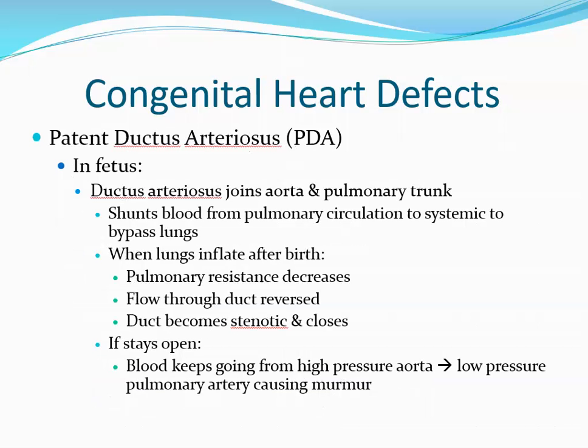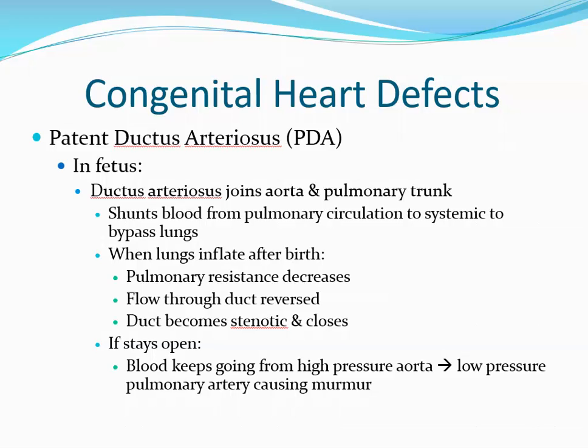Another defect is called a patent ductus arteriosus. In the fetus, the ductus arteriosus is a vessel that joins the aorta and the pulmonary artery. It is another shunt that allows blood to bypass the pulmonary circuit and go directly into the systemic circulation, again bypassing the non-functional lungs. After the baby is born and the lungs inflate, pulmonary resistance decreases and flow through the duct will be reversed. Eventually, the duct will become stenotic and close.